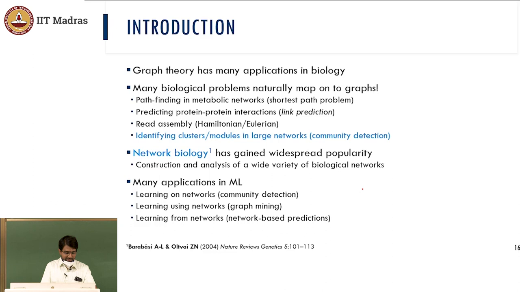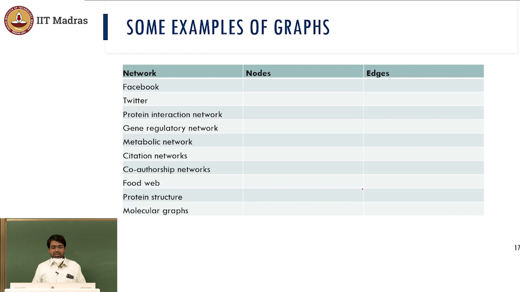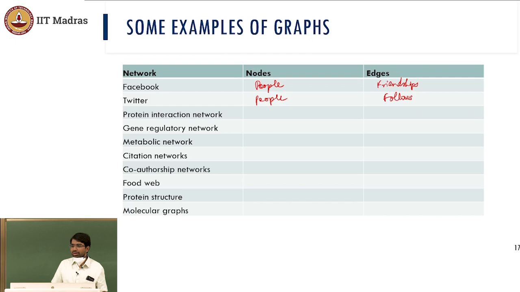So let us first start with the basics. How do you construct graphs with these kinds of networks? Can you tell me the answer to this one? Facebook, what are the nodes? What are the edges? Okay, people, friendships. Okay, Twitter. People, follows. Protein interaction network. Anybody has done some biology? Okay, at least a handful of people. Okay, you can guess what is the protein interaction network.